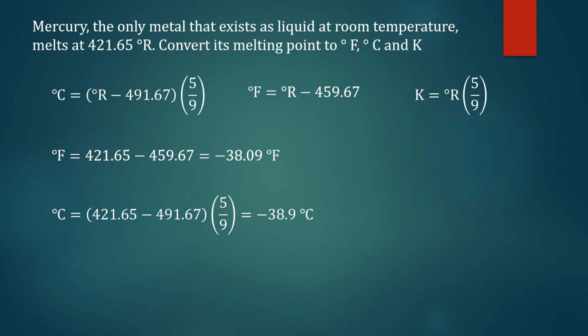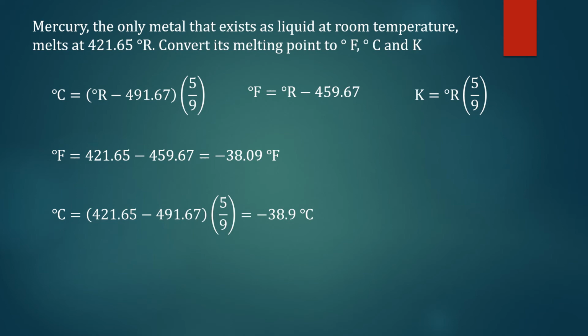Then multiply it to 5 over 9. The answer will be negative 38.9 degrees Celsius. It's quite cold, but still the mercury already melts rather.